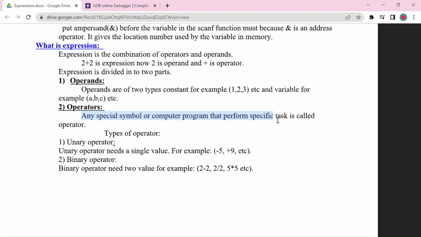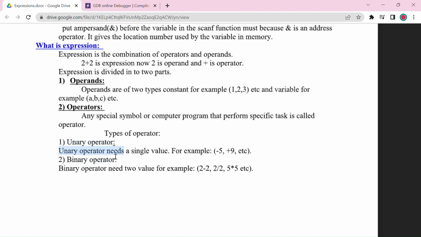Now we have operators. Any special symbol or computer program that performs a specific task is called an operator. For example, addition is a task, multiplication is a task, subtraction is a task, division is a task. These are the different tasks that computers can perform, and they are known as operators, or you can say operations.